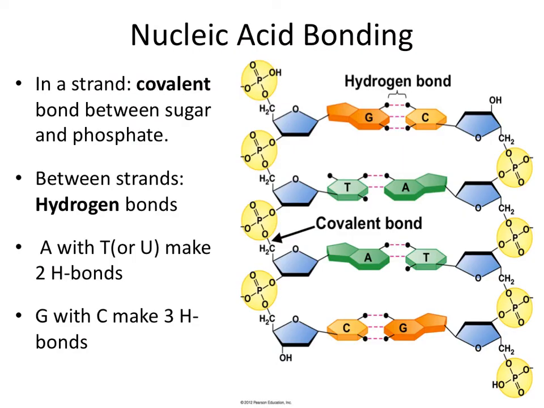All right, so one of the last things we need to know about DNA is the bonding. Remember that on the sugar-phosphate backbone, there are covalent bonds between the different components, whereas between the nitrogen bases, I have hydrogen bonds. These are relatively weak. They can be broken easily for transcription or for DNA replication.